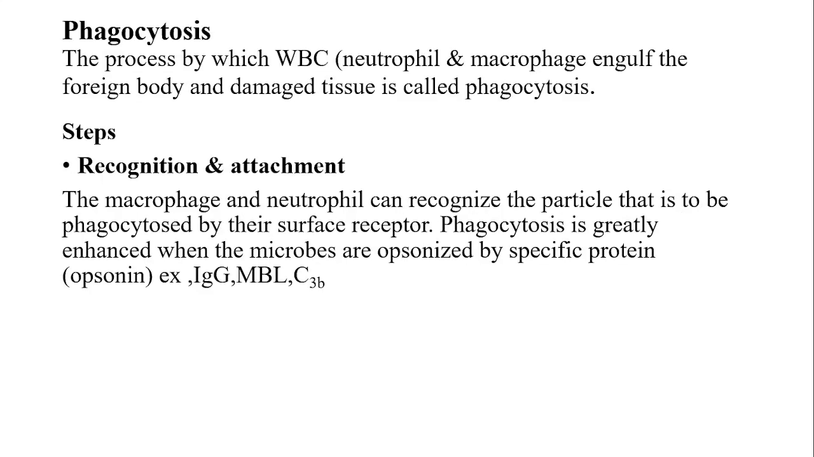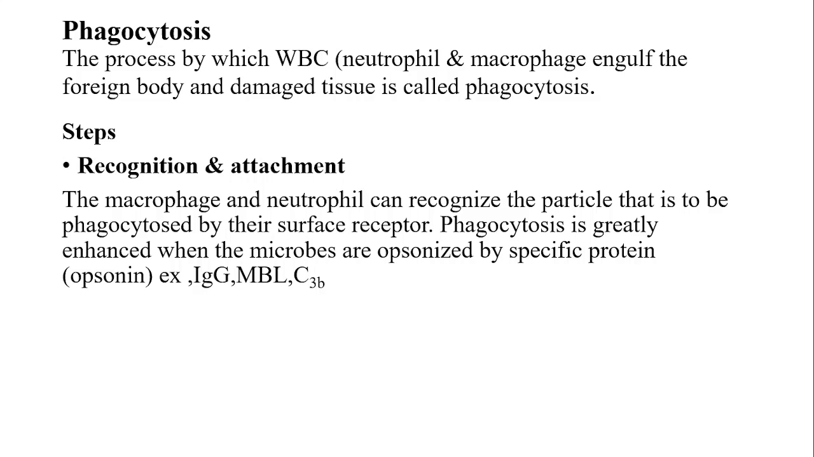Now the fifth and ultimate property is phagocytosis. It is not only a property but also the function of neutrophil and macrophage WBC. The process by which WBC, particularly the neutrophil and macrophage, engulf the foreign body and damaged tissue is called phagocytosis, and it has a number of steps through which this process happens. The first step is recognition of the foreign body and then attachment to this foreign body.